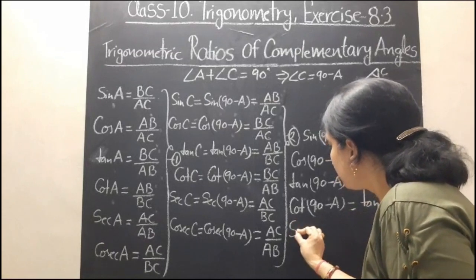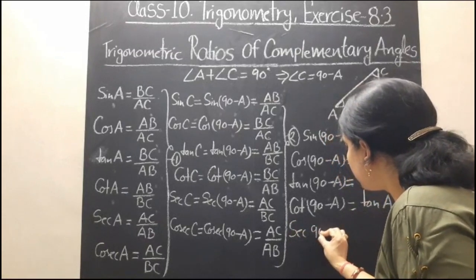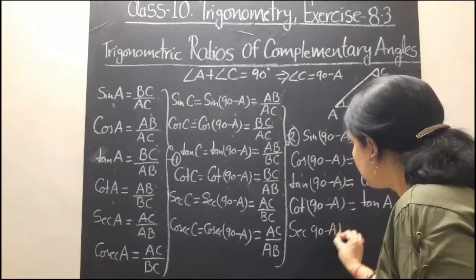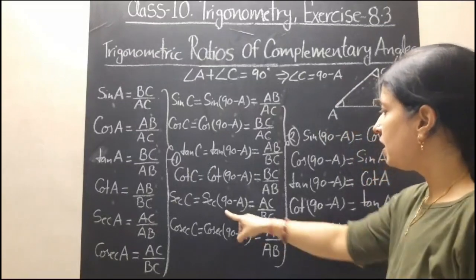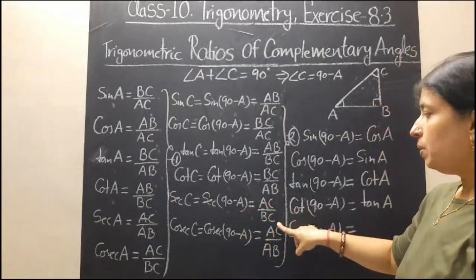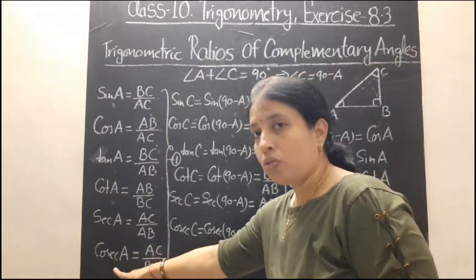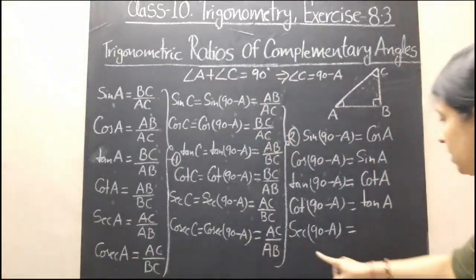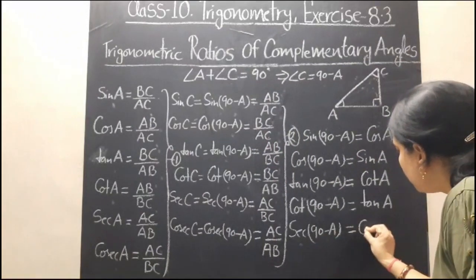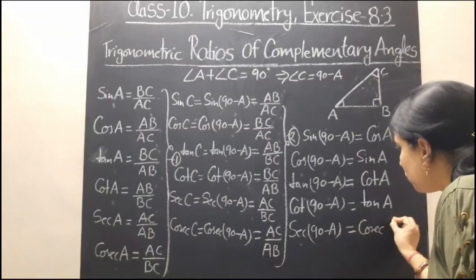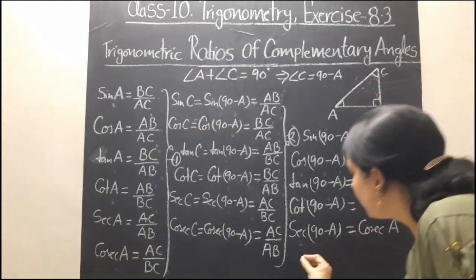Then sec 90 minus A. Sec 90 minus A is equal to AC by BC. And from 1, AC by BC is equal to cosec A. So we can write sec 90 minus A is equal to cosec A.